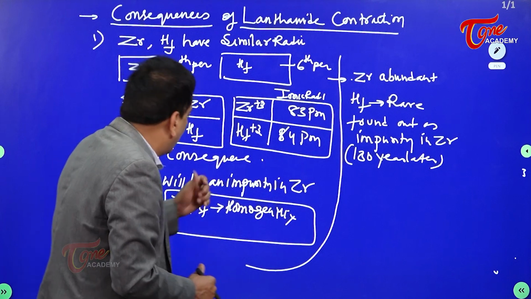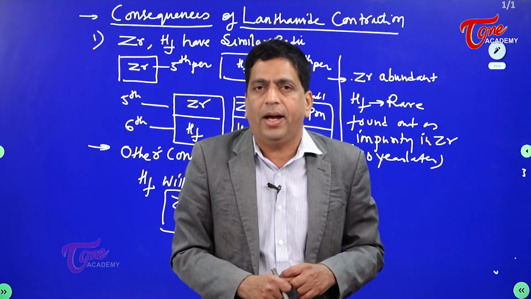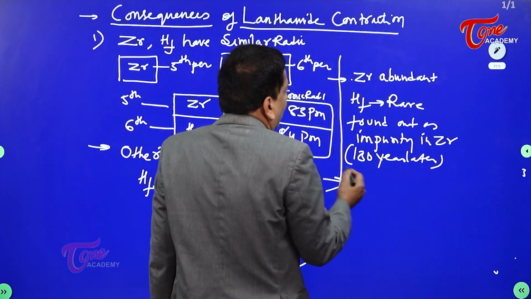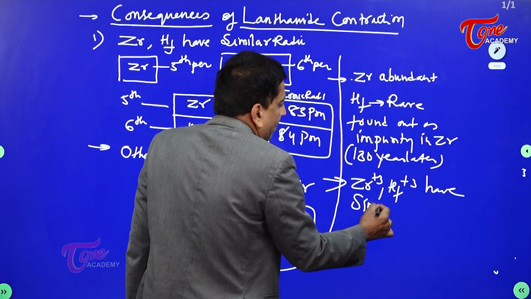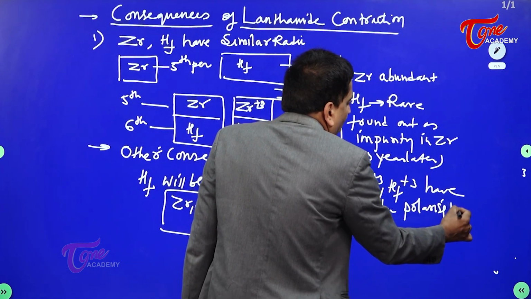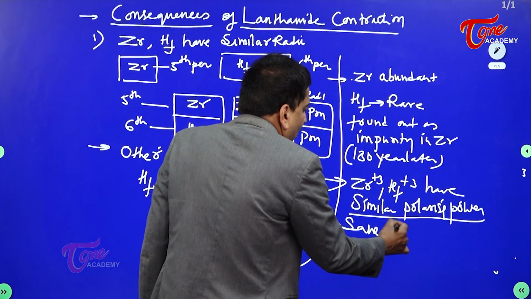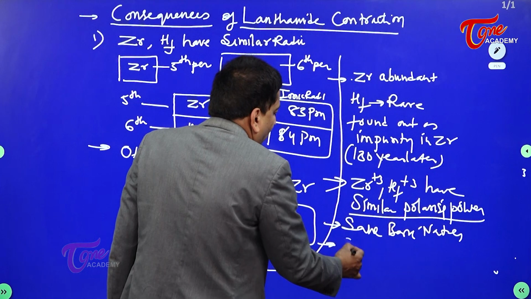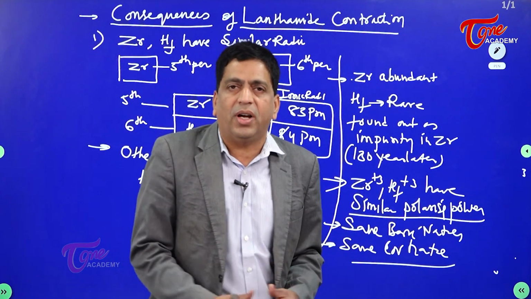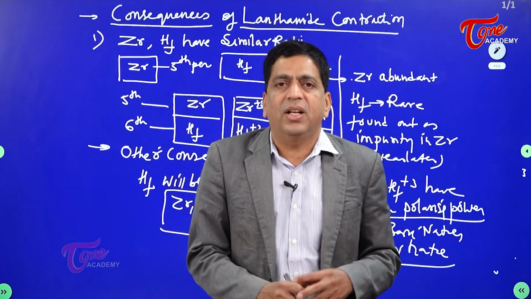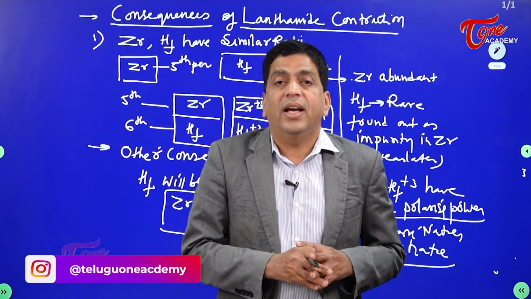So zirconium and hafnium have similar radii, and each one is an impurity in the other. Because of this, you must understand that. Right? So when the sizes are same, I can simply say that Zr plus 3 and hafnium plus 3 have similar polarizing powers, and they have the same basic nature. They have the same covalent nature, and everything will be similar, and all the properties which are dependent upon ionic size would be the same for zirconium and hafnium. That is one direct consequence of having zirconium and hafnium, a direct consequence of what?